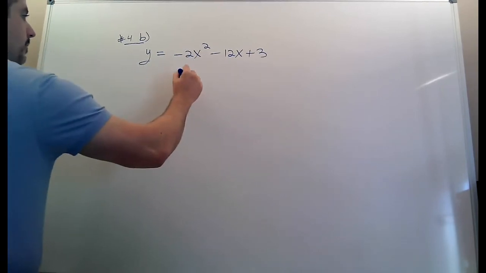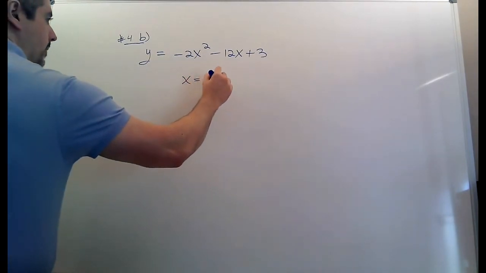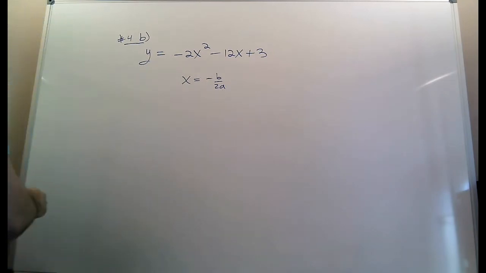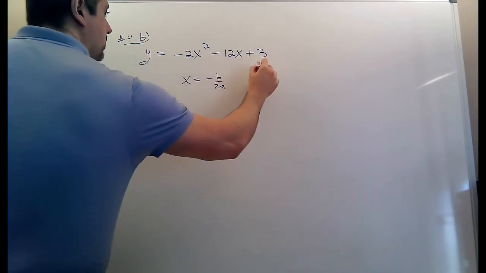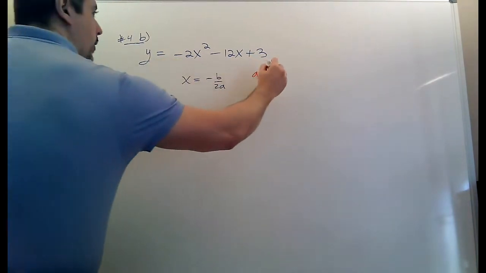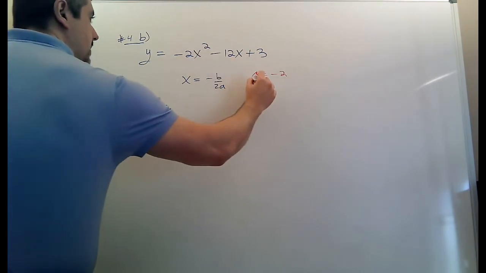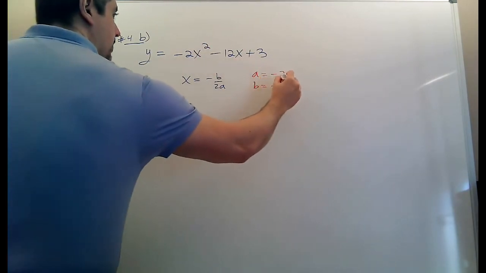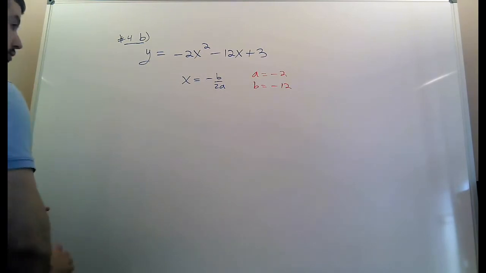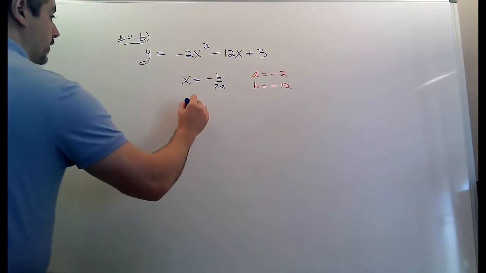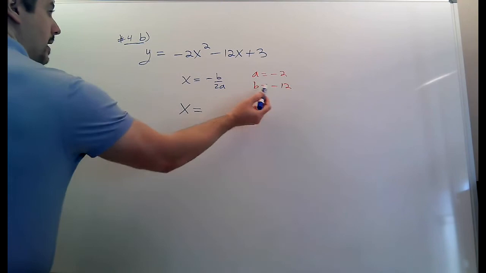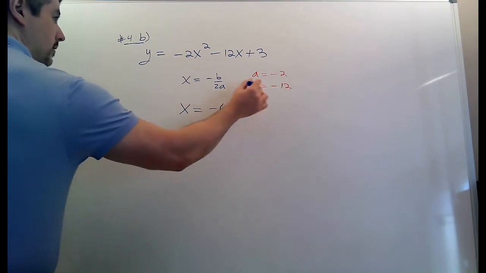Vertex, very simple. You put negative b over 2a. I need to know what a and b are, so I'll write them. A is the number in front of x squared. B is the number in front of the x. Now, a lot of people screwed this up on the quiz. You're going to be very careful. I mean, really careful.